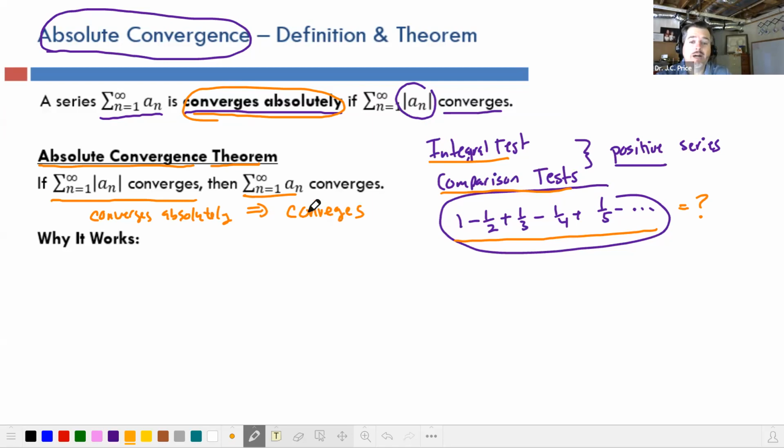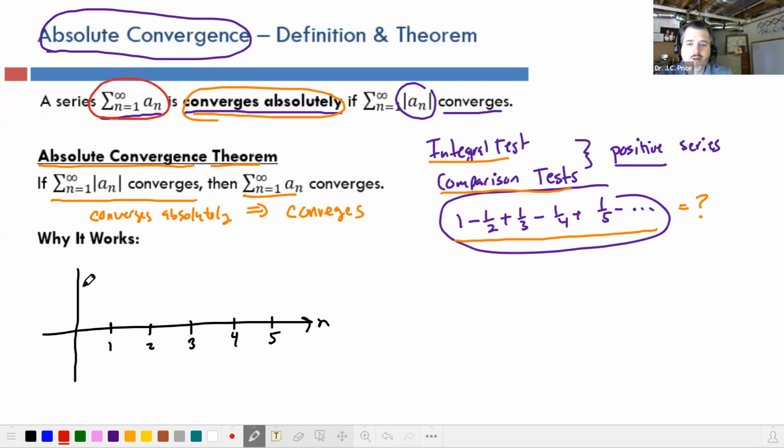Now, why does that work? This is actually kind of cool, and again, it's a very simple argument. Check it out. Here's my n equals 1, n equals 2, n equals 3, n equals 4, n equals 5, and so on. We're going to focus on this series, the sum of the a sub n's. Let's say a sub 1 is positive, and I'm going to make the positive stuff green, so there's height a sub 1.